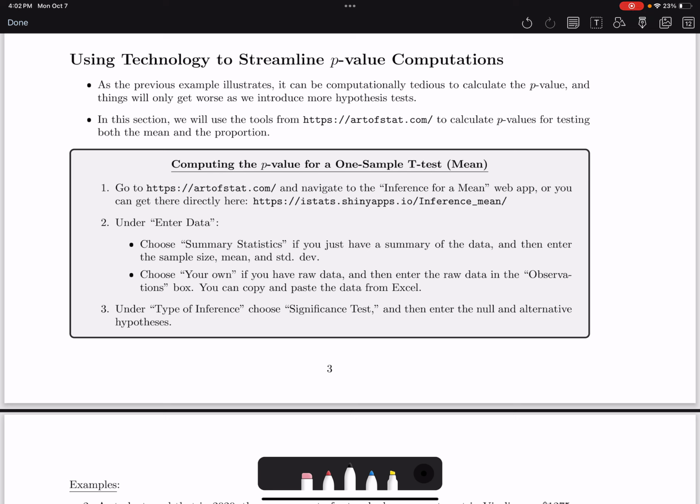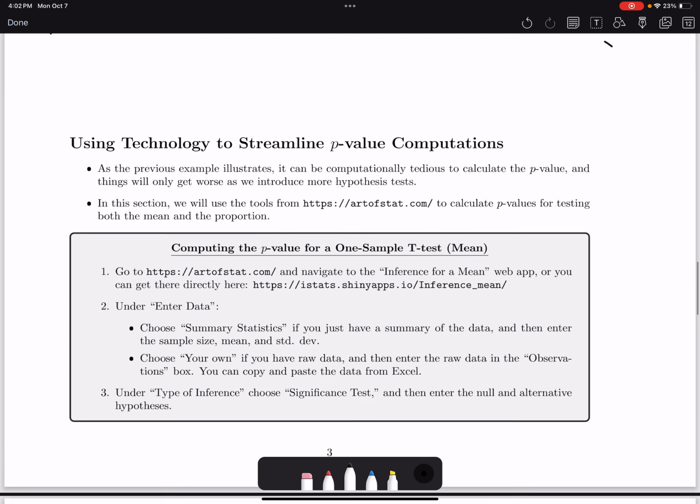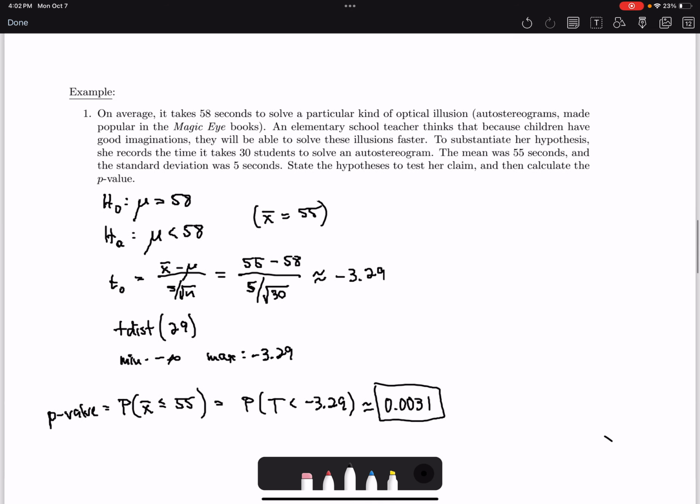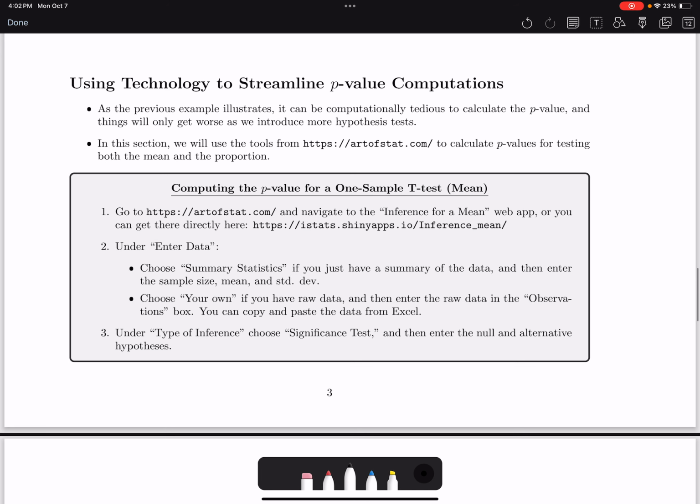Now, under Enter Data, you're going to choose Summary Statistics if you just have a summary of the data like we had in example 1. Or you're going to choose your own if you have raw data, in which case you'll need to enter the raw data into the observations box. You can copy and paste any raw data from Excel. So if you have an Excel workbook to work with, you can just copy and paste.